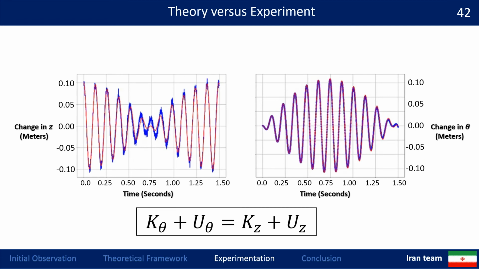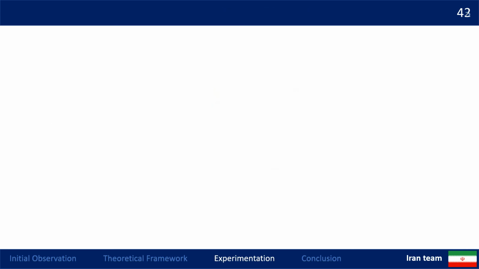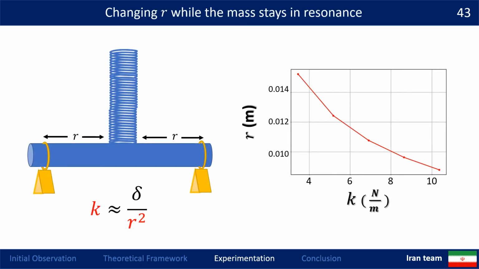So now let's move on to theory versus experiment. We will see the change in z versus time and the change in theta versus time. This is a good demonstration of the transfer of energy and the law of conservation of energy. Now we will change R while the mass stays in resonance, and as we can expect, as we decrease R, the spring constant must increase, because R squared in the equation we derived was in the denominator.